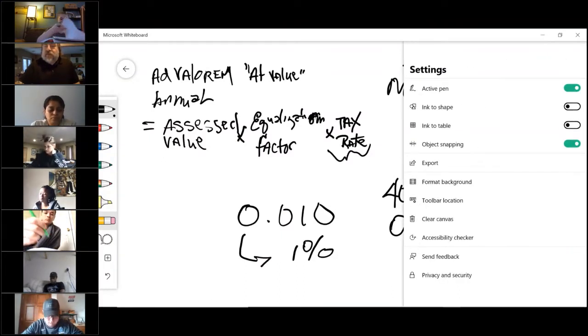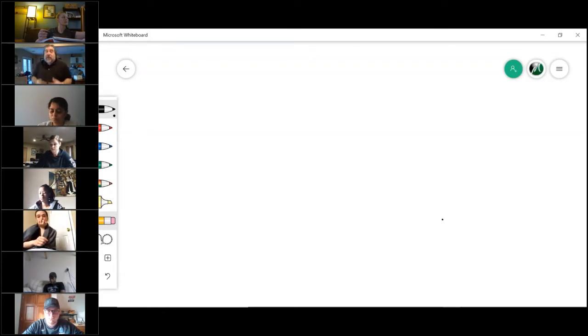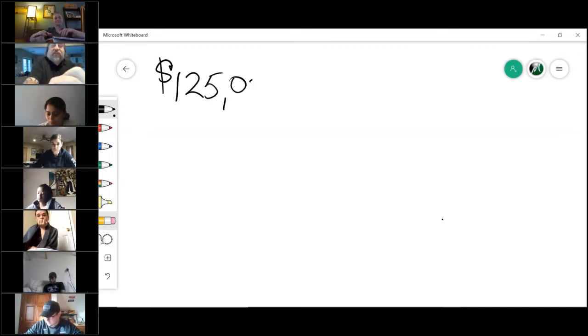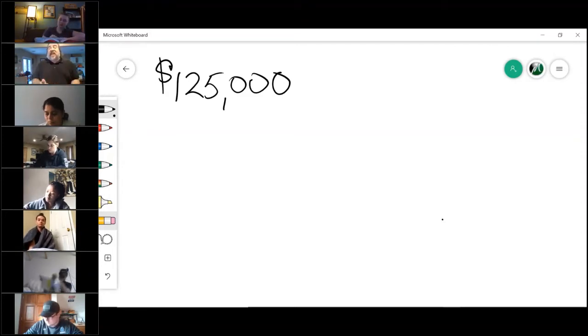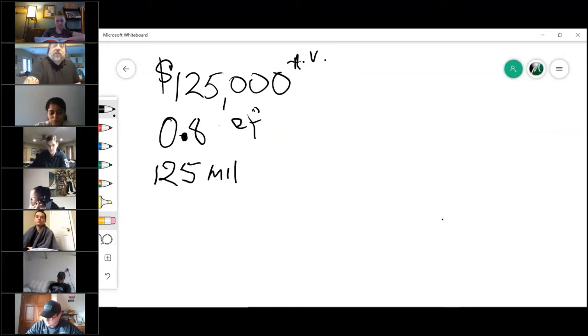So, let me give you an example. This, my friends, is also a very common question to you. If you have a house that's assessed at $125,000. That's the assessed value. It has an equalization factor of 0.8. That's what I said. This is the equalization factor. And the state tax rate is 125 mills.